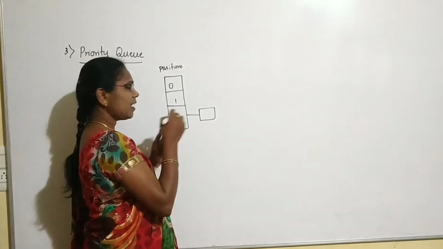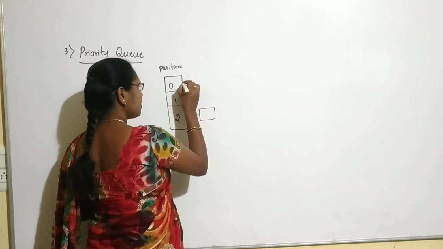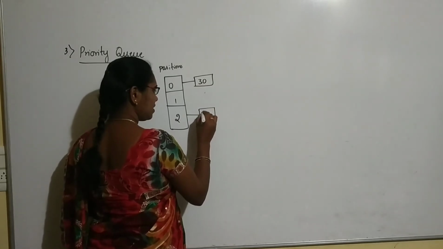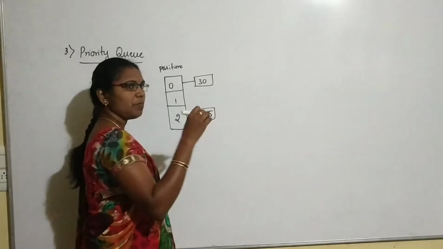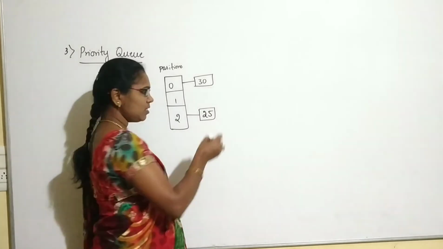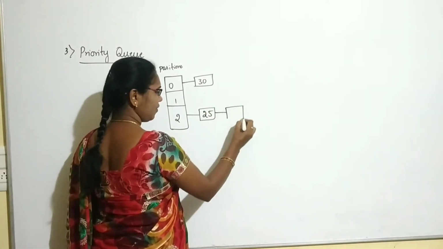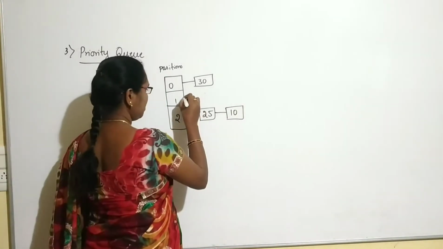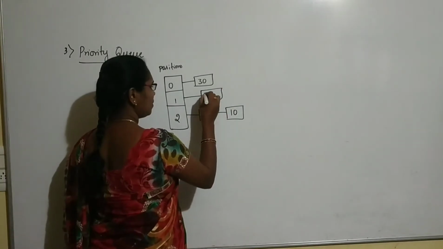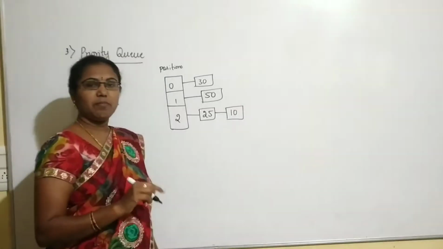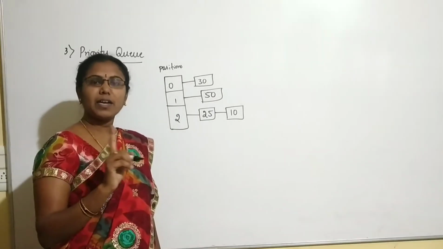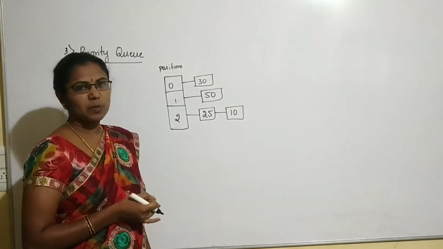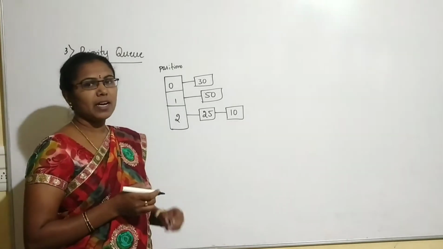Next, the second element I want to insert in the preset value 0. Here I will insert the value 30. Here I will insert the value 25. Suppose the next element I want to insert is in the preset value 2, after 25. 10 will be inserted. Next element I want to insert in the preset value 1. Here I want to insert the element 50. See, based on the preset priorities, the insertion and deletion operations can be performed in the priority queue.